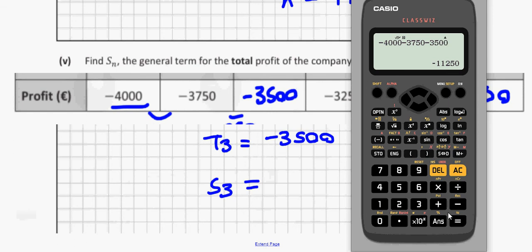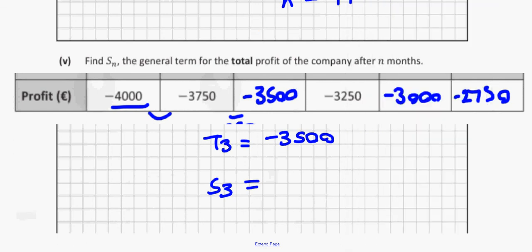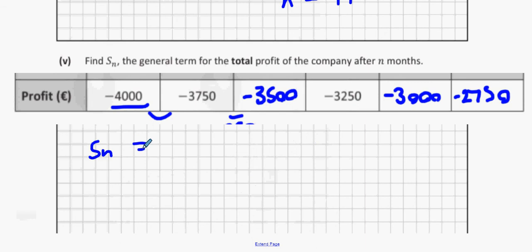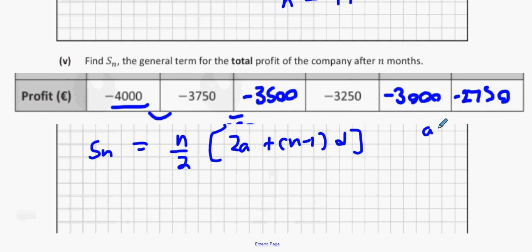Okay, so here's what you do, you go to your notes. So does everybody now understand the difference between Sn and Tn? Right. Now what you do is you go to your notes and you look for Sn. Sometimes they are, sometimes they aren't. All right. So Sn is n over 2 into 2a plus n minus 1 times d. All right. What's your a value again? Minus 4,000. D value? 250. All right. Let's plug it in here.